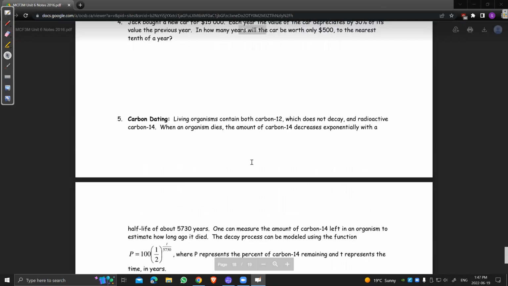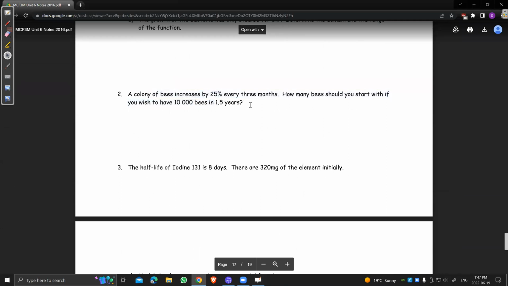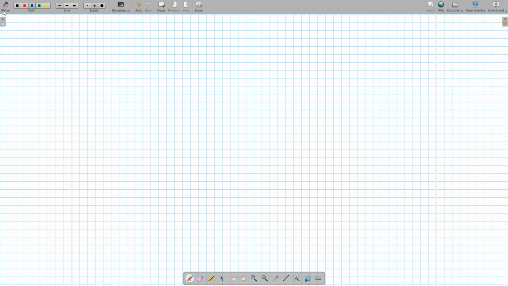Now I promised you we're going to learn something new. I mean, I didn't promise you, but I'm going to tell you something which you might find very interesting. 4 equals 2 to the power of x. How do we do this? How do we solve this exponential equation?